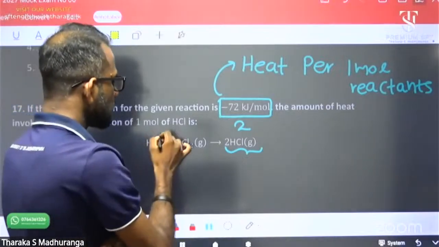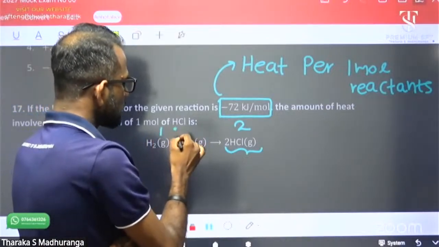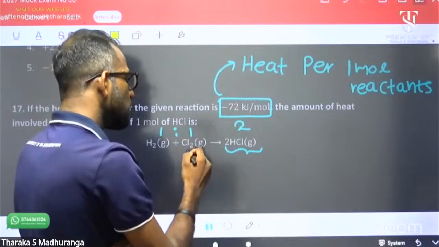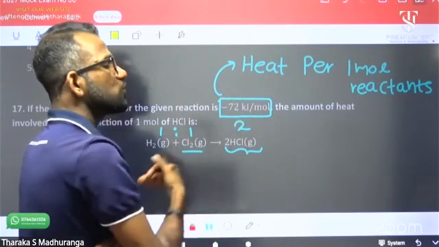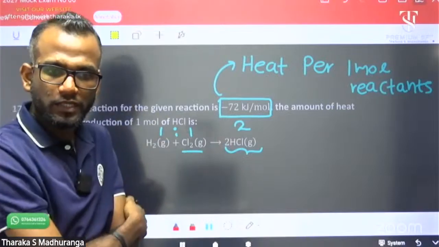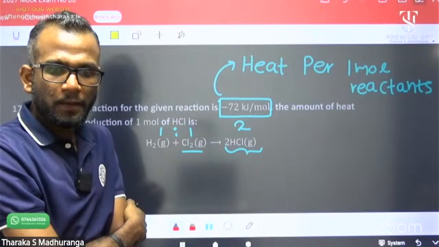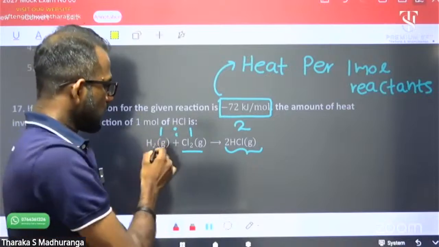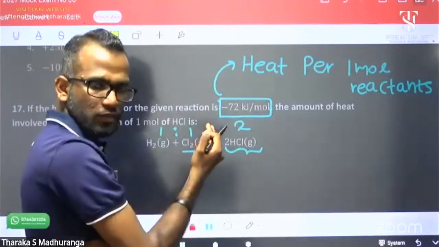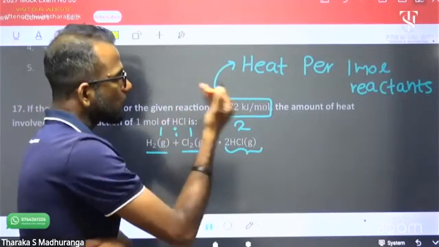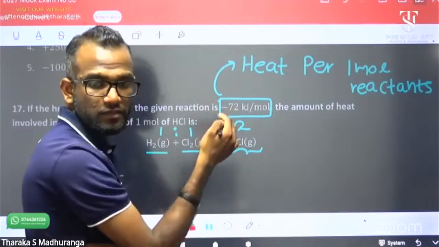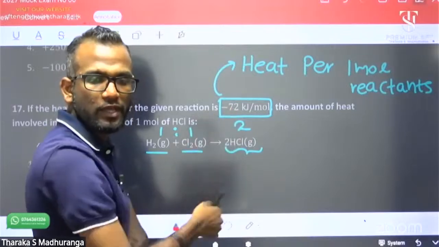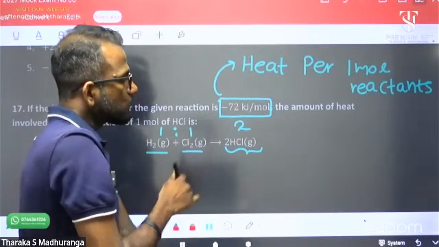Now, the reactant stoichiometric ratio is 1 to 1. Therefore, if you have hydrogen 1 mole, 72 kilojoules per mole, chlorine 1 mole, 72 kilojoules per mole. Are you clear? Why is it minus? Is it exothermic or endothermic? The reaction is exothermic. That's why the heat of reaction is minus.